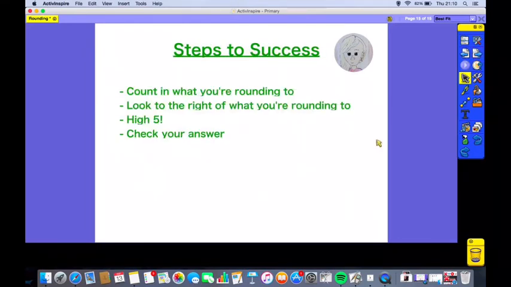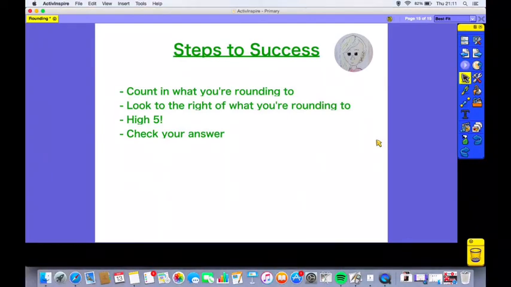So then, just to recap, we need to count up to start with in what we're rounding to make sure we're using the right type of numbers, tens, hundreds, thousands, etc. We need to look to the right-hand side of whichever thing we're rounding to. So if I'm rounding a tens number, I need to look at the ones column. If I'm rounding a thousands number, I need to look at the hundreds column. The high five rule: when I look at that column, I'm seeing whether it's a number that's 5 or more, and if so, I go high five and I round up. And finally, checking those answers to make sure that they are in line with what I'm supposed to be doing.